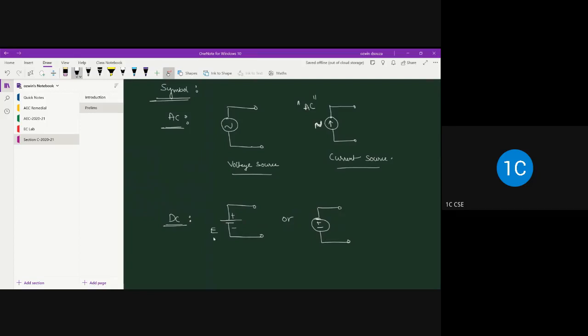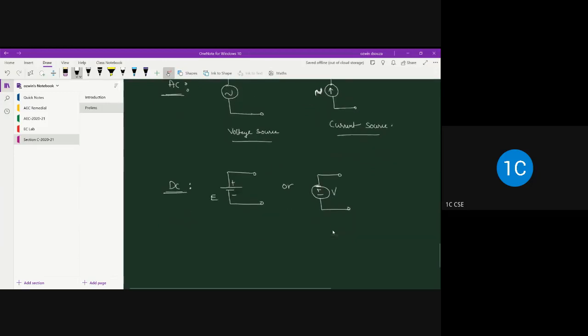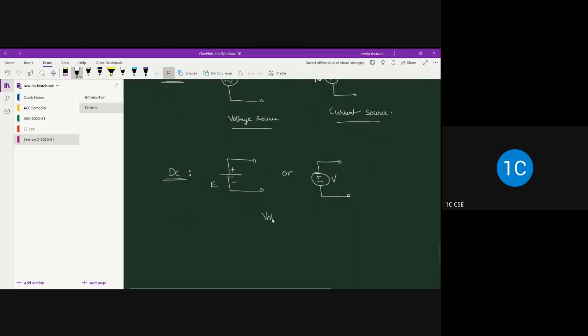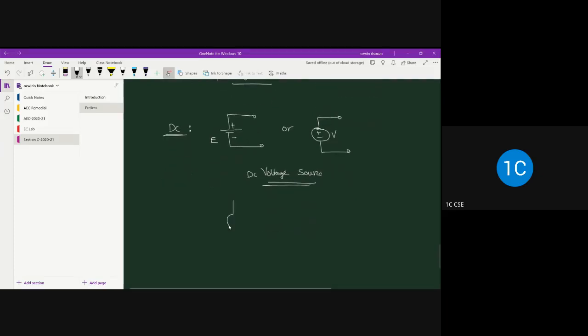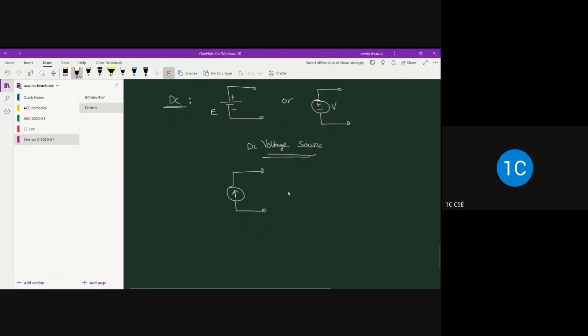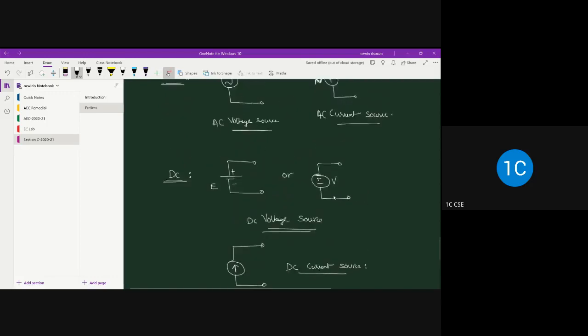You mention it as E or V, it doesn't matter, don't worry about it. So this is the representation of the DC voltage source, and this is the AC source. On the other hand, the DC current source can be simply shown with an arrow, and you don't have to mention any sign symbol. If you don't mention the sign symbol, it is understood that this is a DC current source. So this is the source representation.